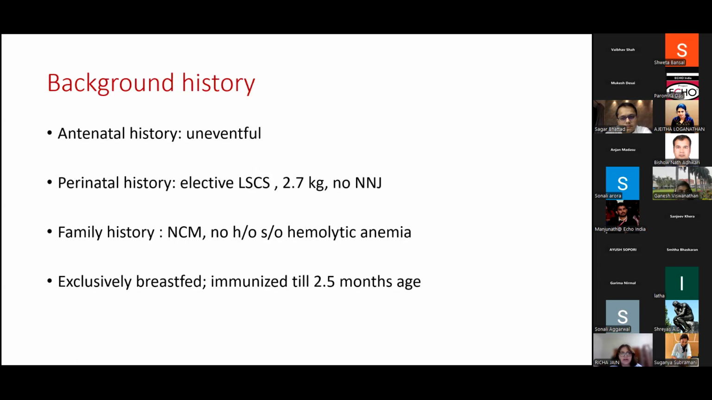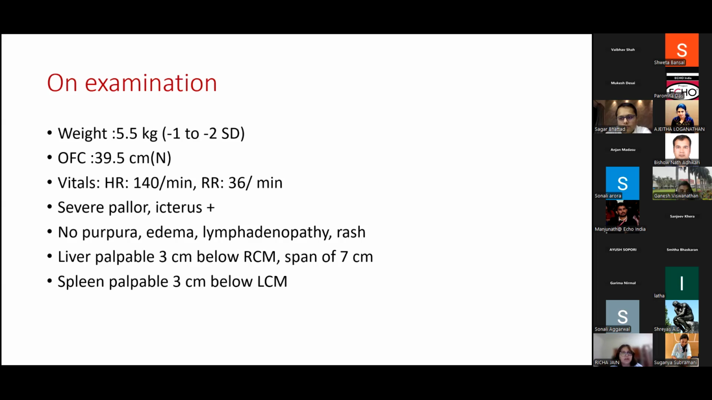In the background, her antenatal and perinatal history was uneventful. She had no neonatal jaundice, and the family history was also not contributory. On examination, her anthropometry was normal. She had tachycardia, heart rate was 140 per minute. We attributed it to severe pallor. Icterus was present. However, there was no rash, purpura, edema, or lymphadenopathy. She had hepatomegaly and splenomegaly, both palpable 3 centimeters below the costal margin.